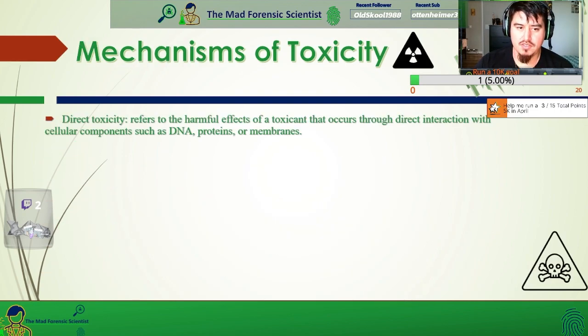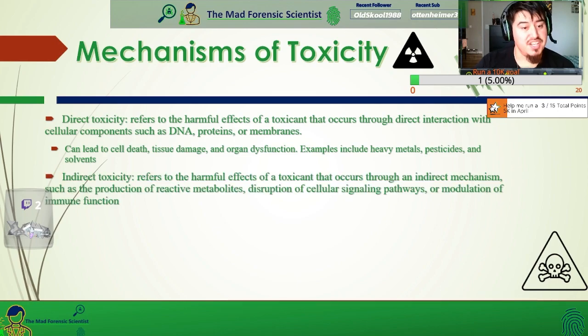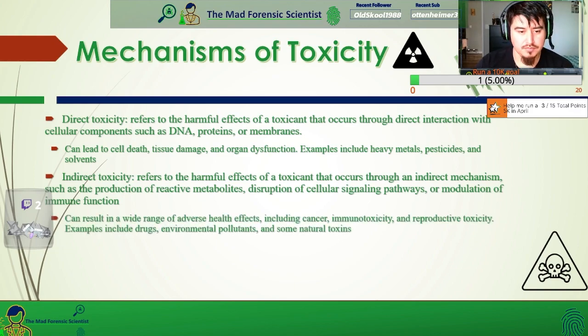Some mechanisms of toxicity. There's direct toxicity, which refers to harmful effects the toxin has through direct interaction with cellular components, such as DNA, proteins, or membranes. It can lead to cell death, tissue damage, and organ dysfunction, and examples include heavy metals, pesticides, and solvents. There's also indirect toxicity, which are effects caused through an indirect mechanism, such as reactive metabolites, disruption of cellular signal pathways, and modulation of immune function. This can result in a wide range of adverse health effects, including cancer, immunotoxicity, and reproductive toxicity, and examples are found in drugs, environmental pollutants, and other toxins.